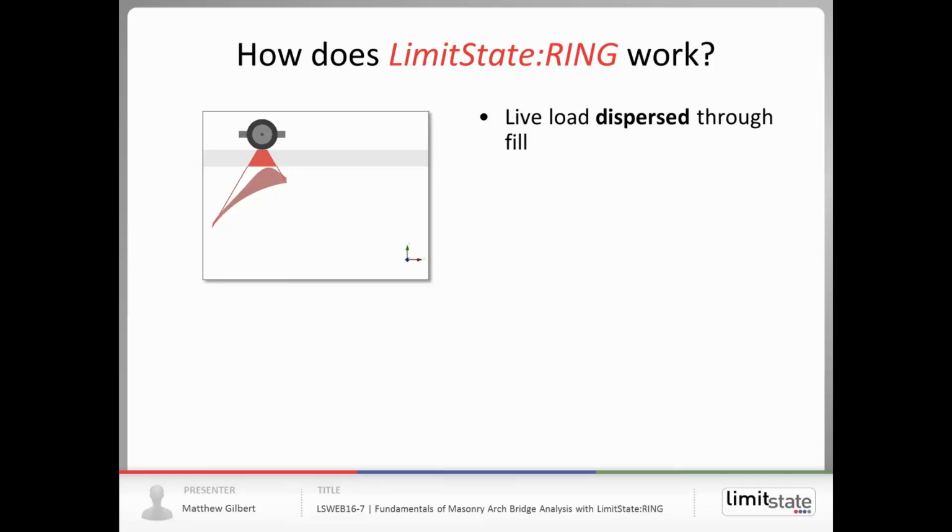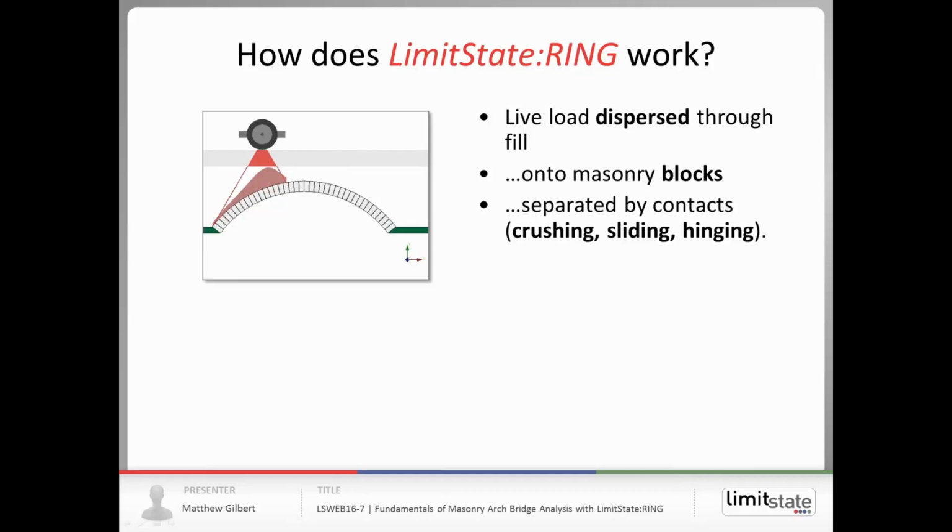Anyway, I've whizzed through starting up the software and starting to get some results from it. But how does it work? Well, the axial load on the road or rail surface is dispersed through the fill, and then it hits the masonry blocks. Those masonry blocks are separated by contacts where we can have crushing, sliding or hinging behaviors.